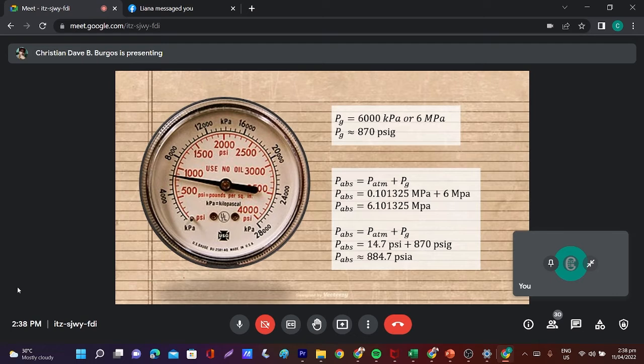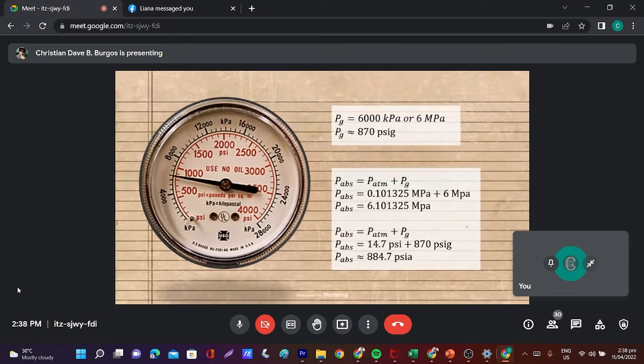Ito po yung formula para makuha po yung absolute. 1 ATM po is equivalent sa 0.101325 megapascal po. I-add po sa 6 megapascal para makuha natin yung absolute pressure which is 6.1013.